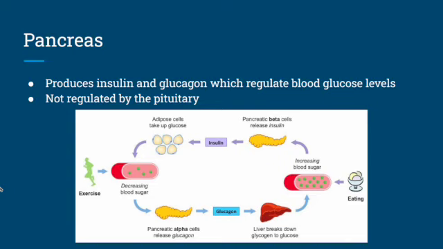So that brings us to the pancreas. In the pancreas, the main hormones that we're going to be concerned with are the insulin and the glucagon. Together, they're going to help us regulate blood sugar levels. And this one is also not regulated by the pituitary, so this one doesn't have that axis that we were just talking about. But the most basic way to think about it is if you look on the right side of this picture, when you eat, it increases the blood sugar, and then you have these beta cells in the pancreas that are going to release insulin.